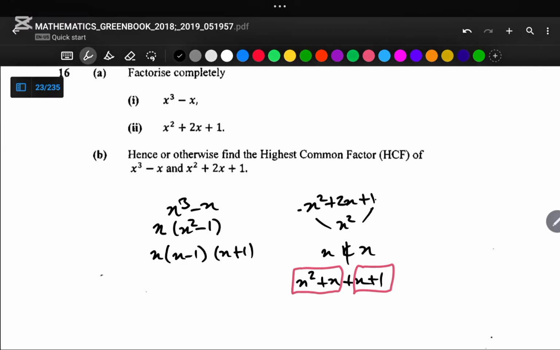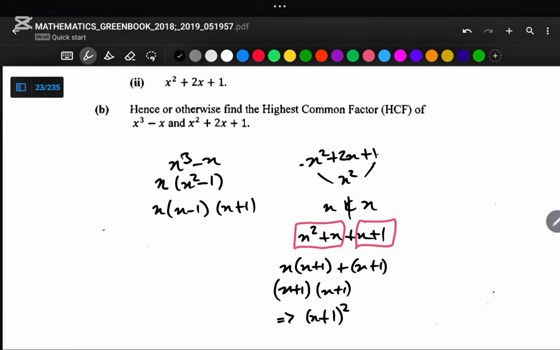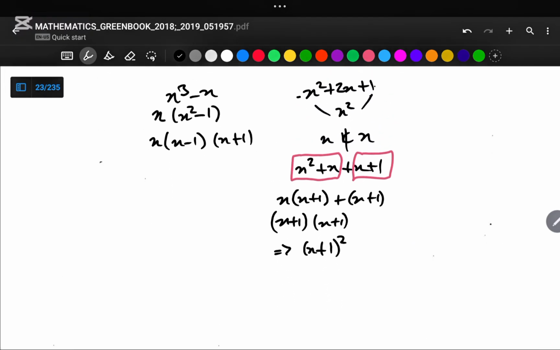Therefore, we can factorize the first two terms. It is x, a factor of x plus 1, and then for the second two terms, it is x plus 1. As you can see from this expression, x plus 1 is our new common factor, so we can factor it out again. So it is now x plus 1, a factor of x plus 1, or simply x plus 1 squared. So here is our final answer. Alright, that is our final answer.